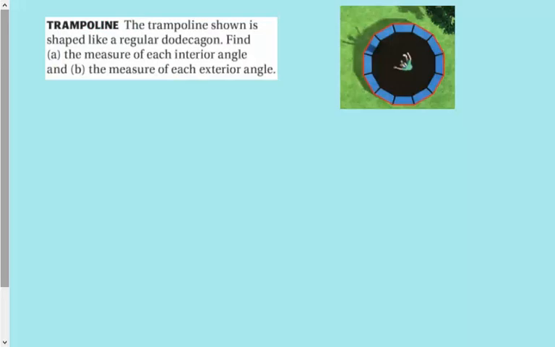All right, the trampoline shown is shaped like a regular dodecagon. Find the measure of each interior angle and the measure of each exterior angle. There's an easy way of doing this, and there's a long way of doing this. If you notice, with any polygon, the exterior angle and the interior angle always add to 180 degrees. They're always a linear pair.